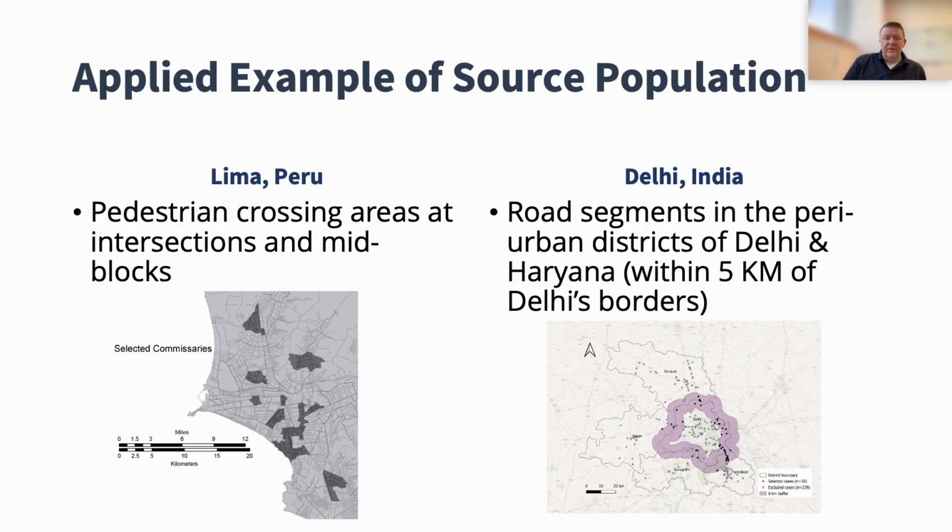So for an example of our two studies, in the Lima, Peru study, the source population was considered the population of Lima, or those that were using the roadways there. But really the true study population were crossing areas at intersections and mid-blocks throughout the city. So really the roadways were the subjects of the study. Similar in India, while people were used to identify the locations, the road segments in the peri-urban districts were the source population.